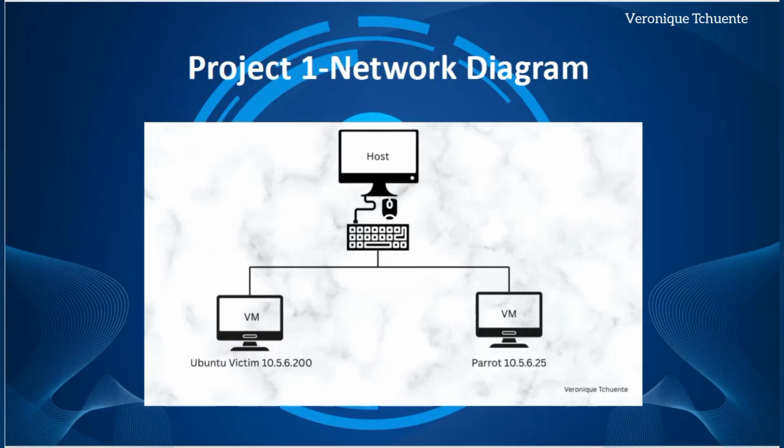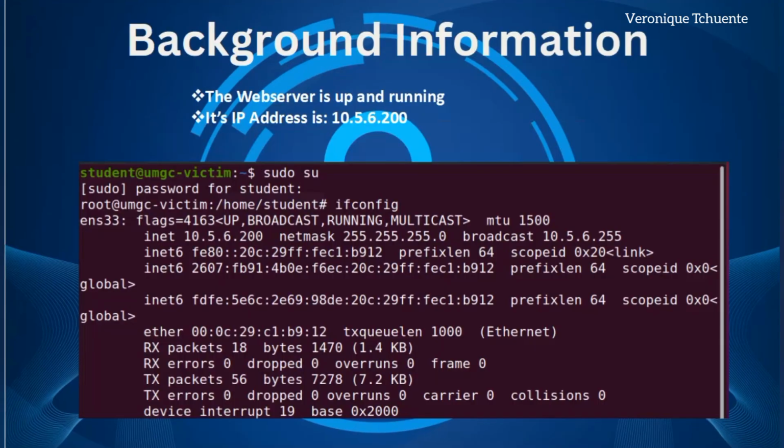We see here the network diagram. We have one host and two VMs. One of the VMs is the Ubuntu victim with IP address 10.5.6.200. The second VM is the Parrot with IP address 10.5.6.25. The background information: based on the output, when we run ifconfig, we see that the web server is up and running and its IP address is 10.5.6.200.